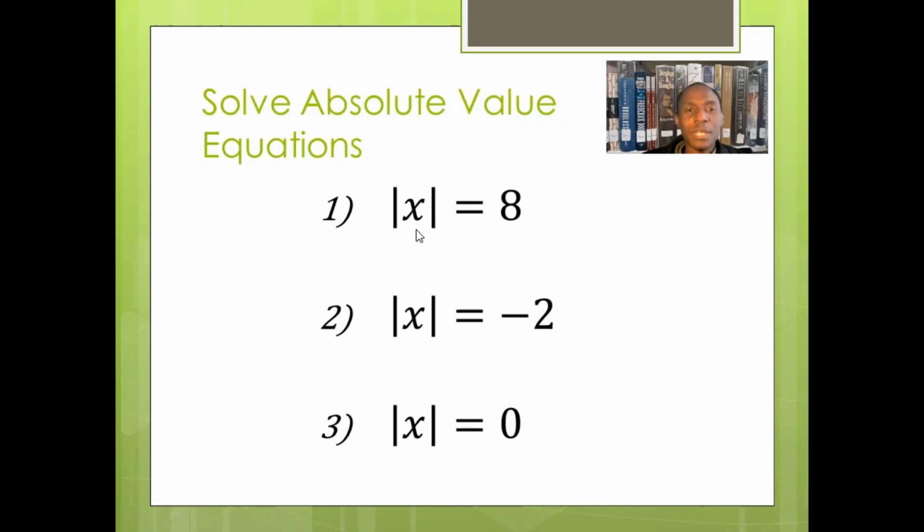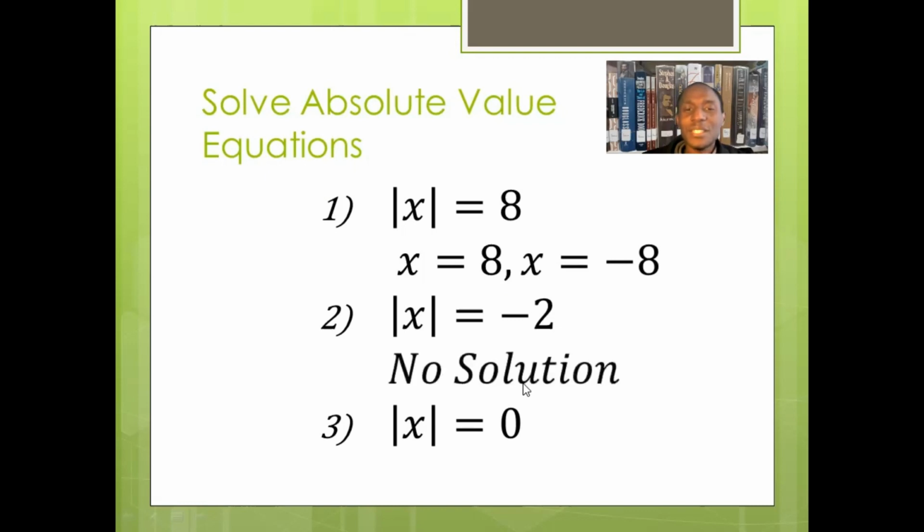So for the first problem, we have the absolute value of x is equal to 8, and the solutions are x is equal to 8 or x is equal to negative 8. For the second one, we have the absolute value of x is equal to negative 2. This one does not have a solution. And then for the absolute value of x is equal to 0, there's just one solution. x is equal to 0.